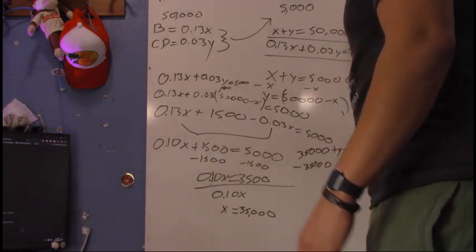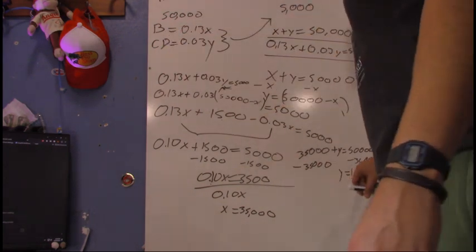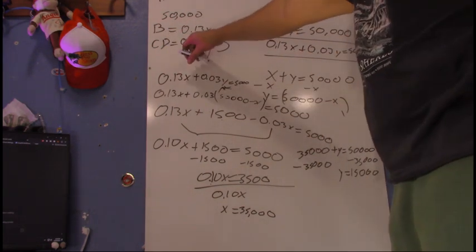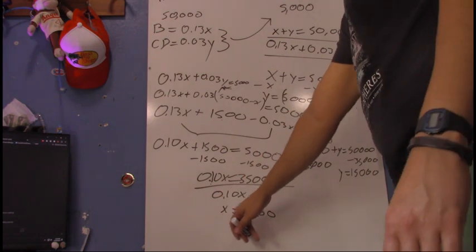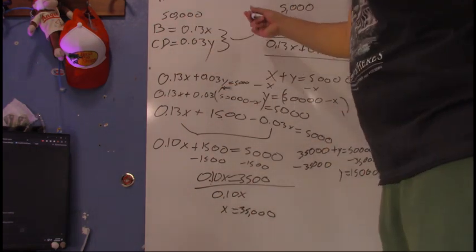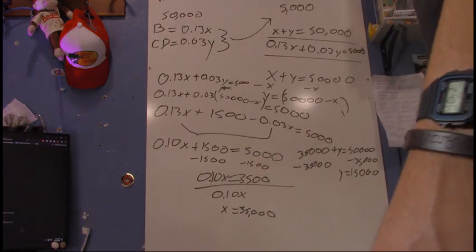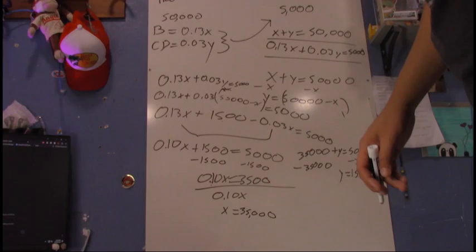15,000 equals y. So in summary, she needs to invest $15,000 into CDs and $35,000 into the B-rated bonds by just manipulating the first equation such that we could find one variable and then just plug that same variable back into the others. Let me know if you have any questions.